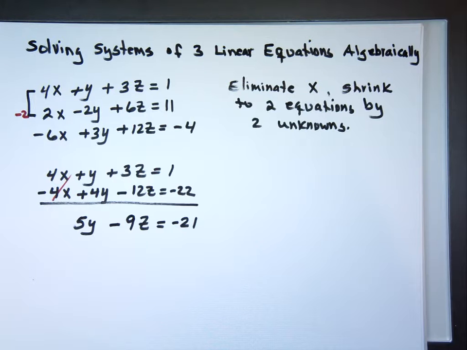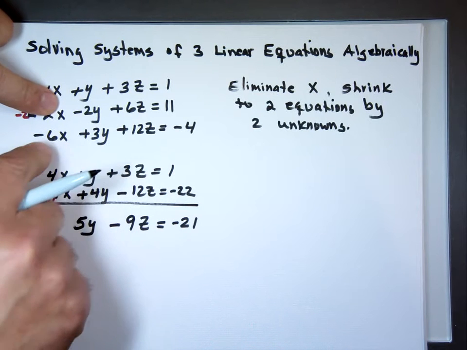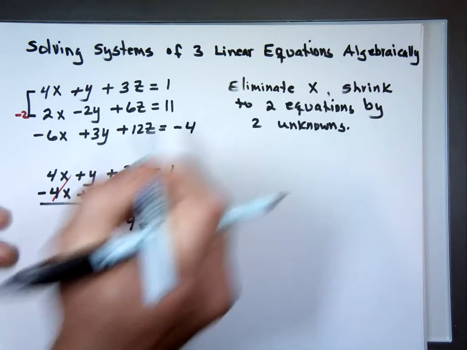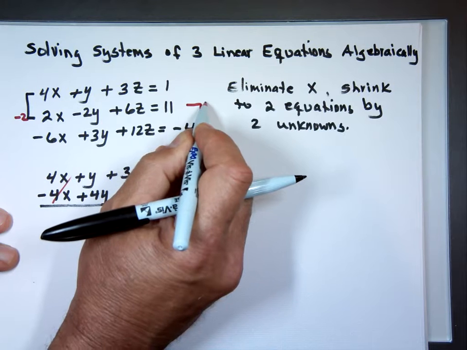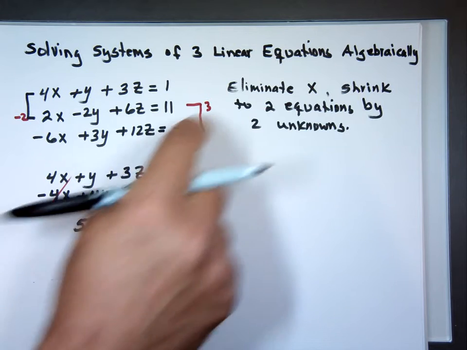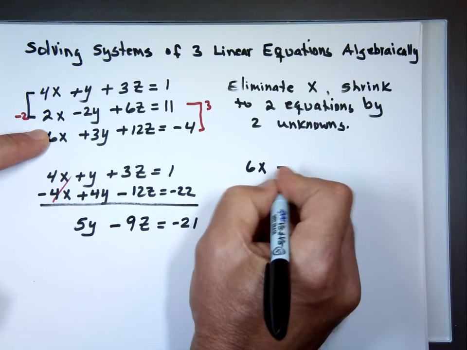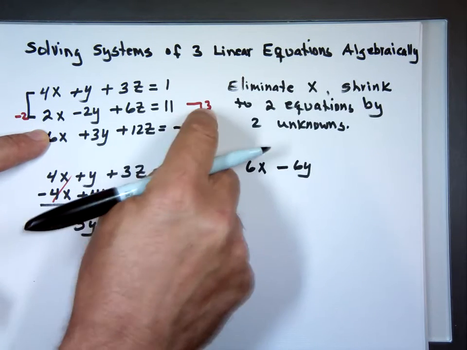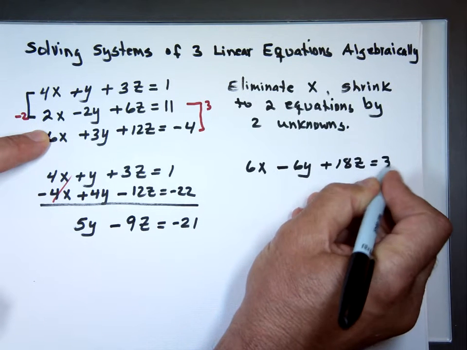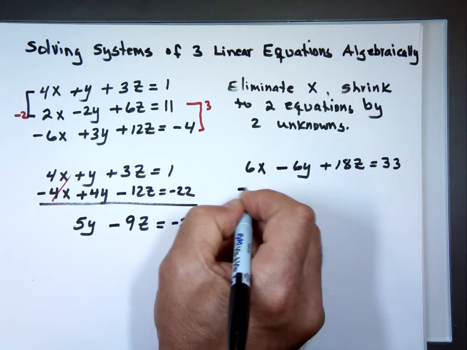Now I need another equation with 2 unknowns. I can either use the first and the third or the second and the third. It looks like the second and the third will be easier. If I take the second and the third and I multiply the second one by 3, I can eliminate x. What's 3 times 2x? 6x. What's 3 times a -2y? -6y. What's 3 times 6? 18z equals what? 33? And leave the bottom equation the same.